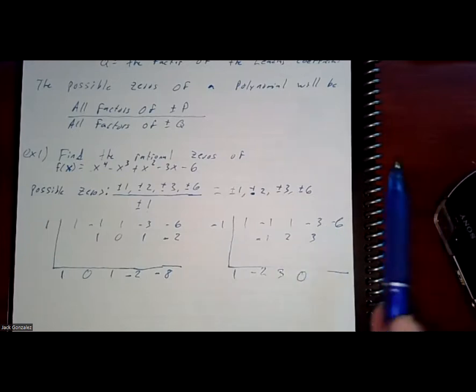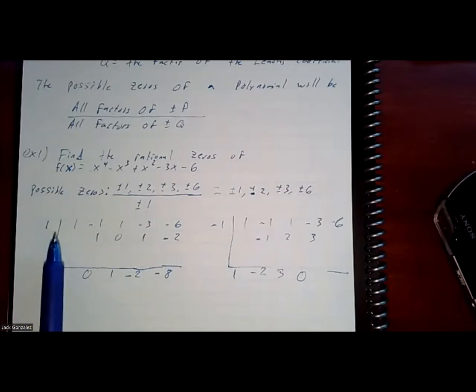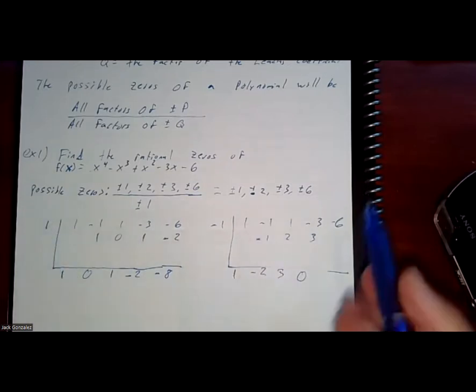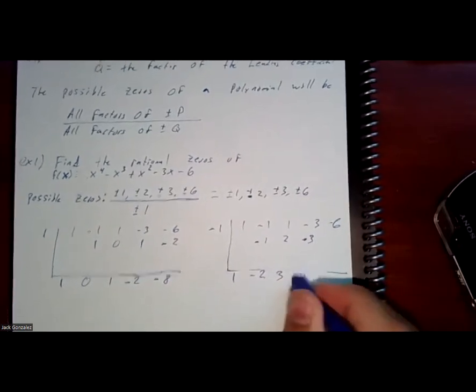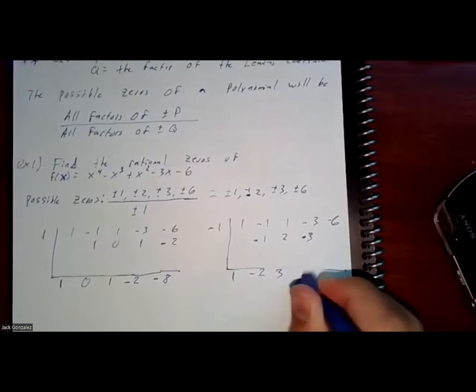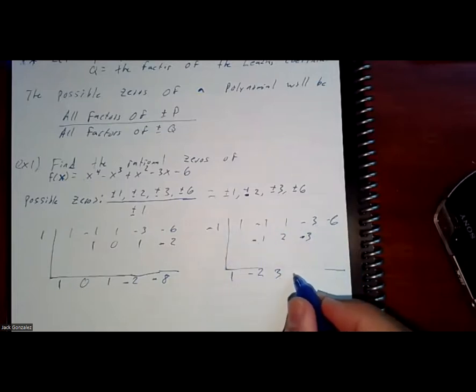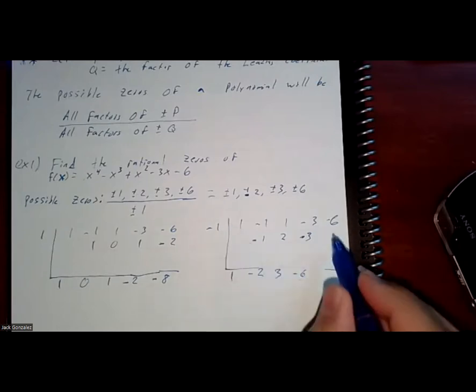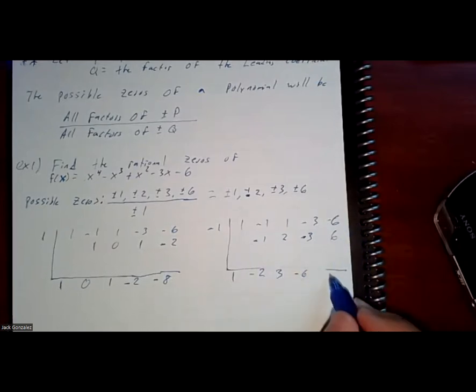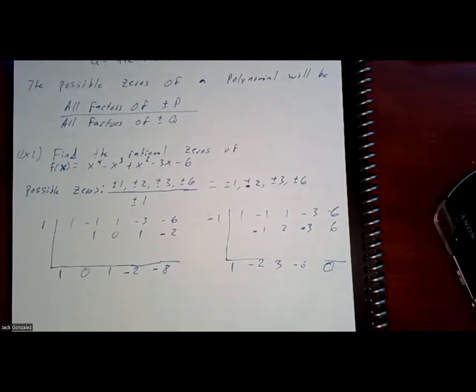Wait, hold on. Double check myself here. That should be minus. Yeah, there we go. Thought I missed something. Negative negative is 2. Negative 1 times 3 is negative 3. Negative 1 times negative 6 is 6. 0. So we found a 0.